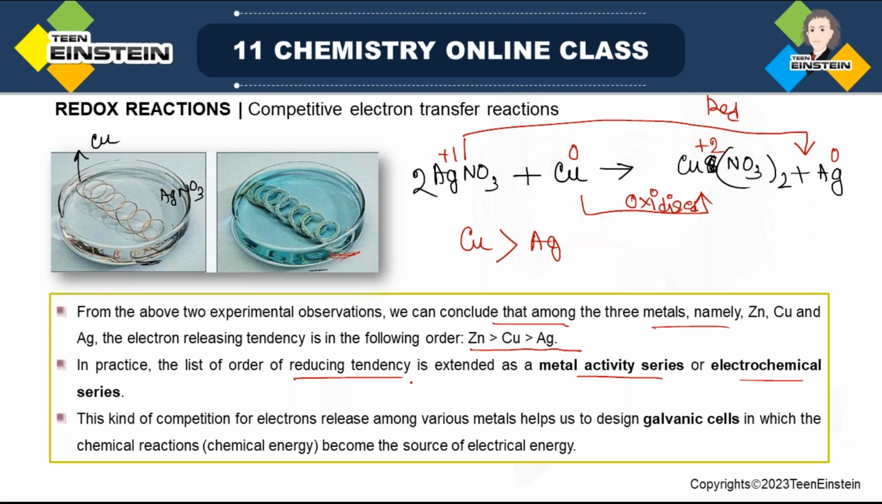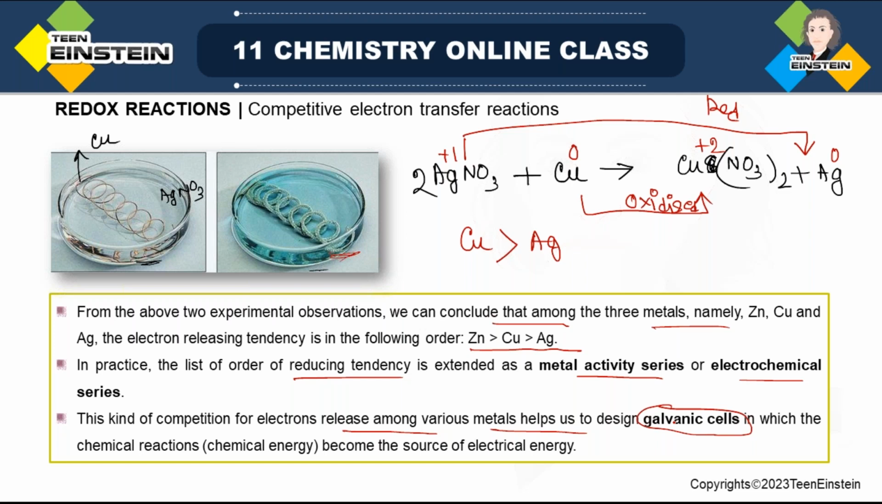Donating tendency means that if some species is donating electrons, it has the tendency to reduce some other species. Whether this tendency is high or low, and what the order is, every piece of information you can get from the metal activity series. This competition for electron release among different metals also helps us to design a galvanic cell. Suppose there is some spontaneous reaction. For example, in the first experiment, you dipped zinc metal in copper sulfate and it is converted to zinc sulfate and copper metal.